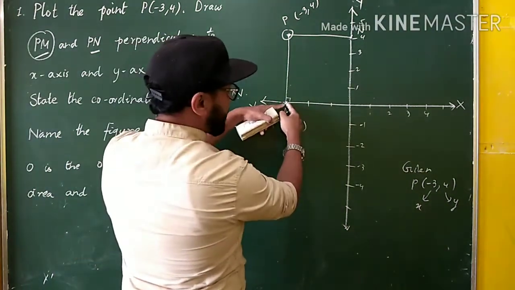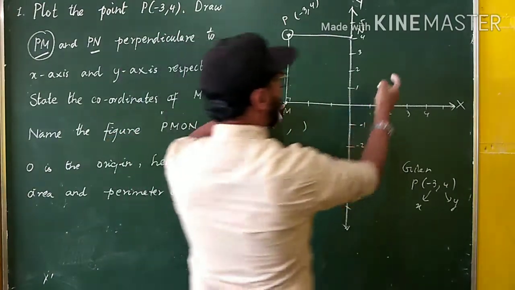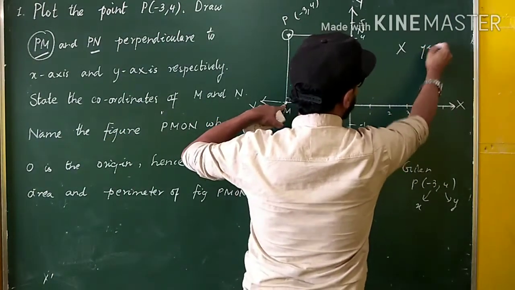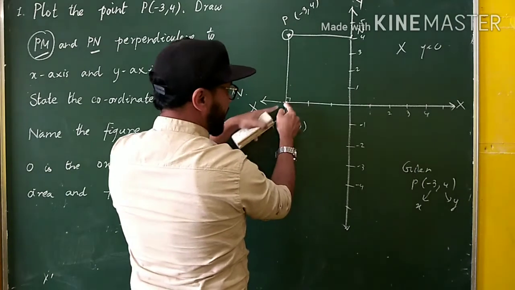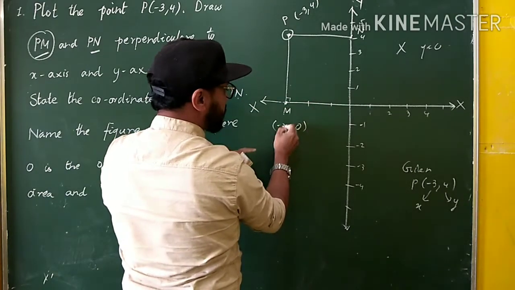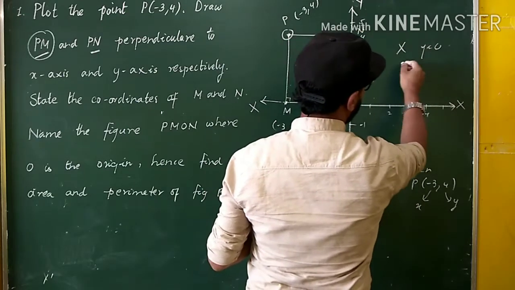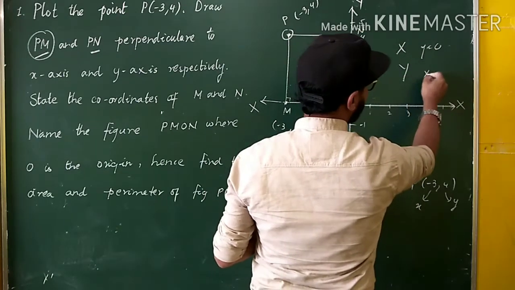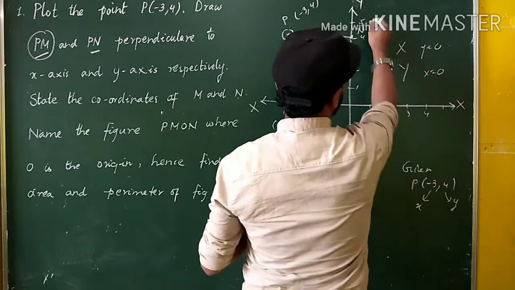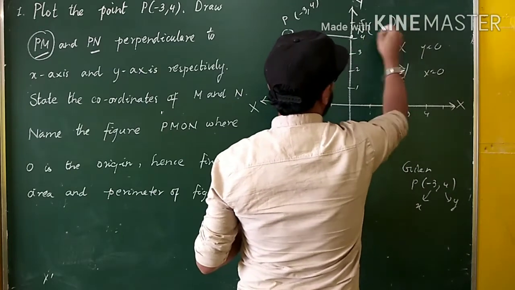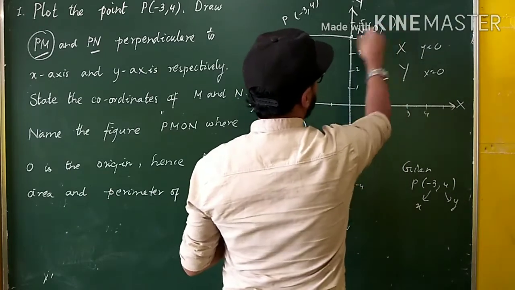Now M lies on the x-axis. So if any point lies on the x-axis, then y will be 0. Now y is 0, then what is x? 1, 2, minus 3. And what will be the coordinate of N? Now it lies on the y-axis. So if the point lies on the y-axis, then x will be 0. So the coordinate of this will be x is 0 and y is 1, 2, 3, 4.